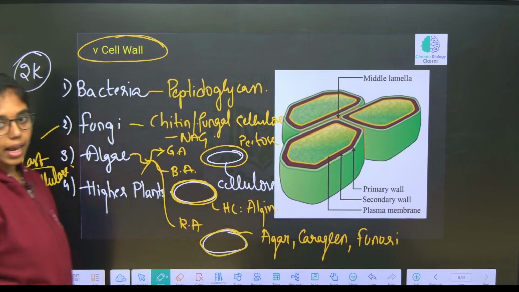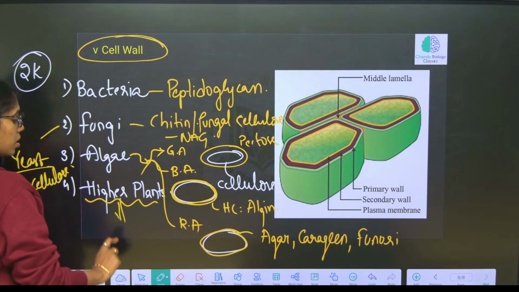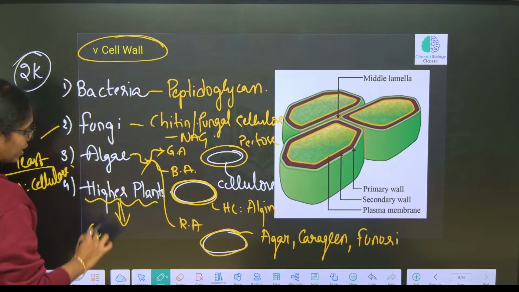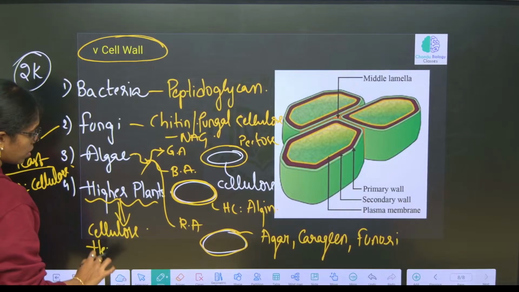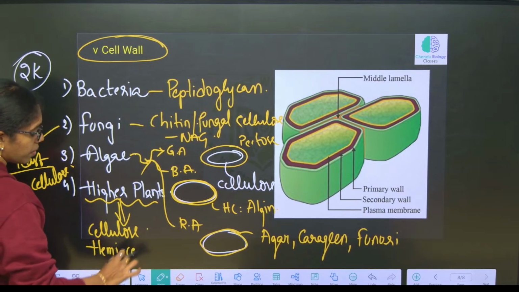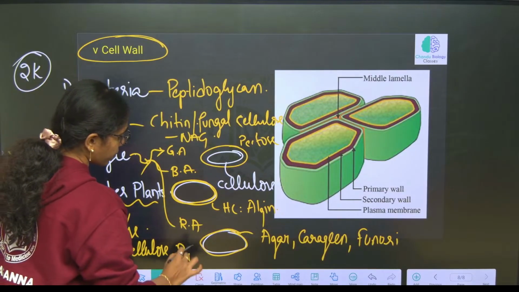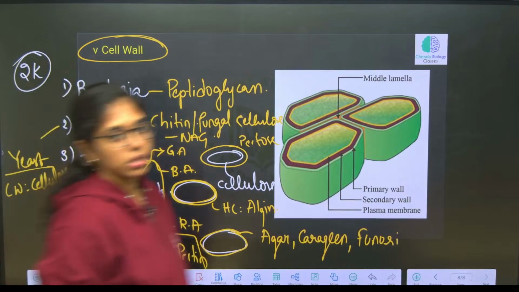Agar, carrageen and fumarate. And then higher plants, cell wall composition includes cellulose, hemicellulose and pectin. Fine. The cell wall composition is important for us.